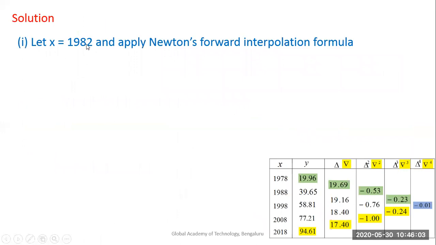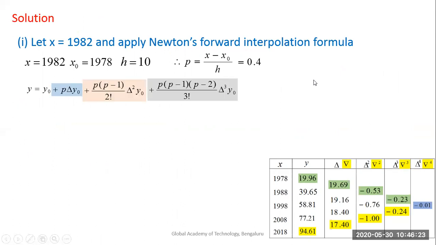Okay. First, let us find the population in the year 1982. So your x is 1982. We are applying the forward interpolation formula. So x naught is 1978, the first value of x. h is 10, the difference of two consecutive values of x. So we get p as (x minus x naught) by h, which is 0.4. Then apply the forward interpolation formula up to delta power 4.